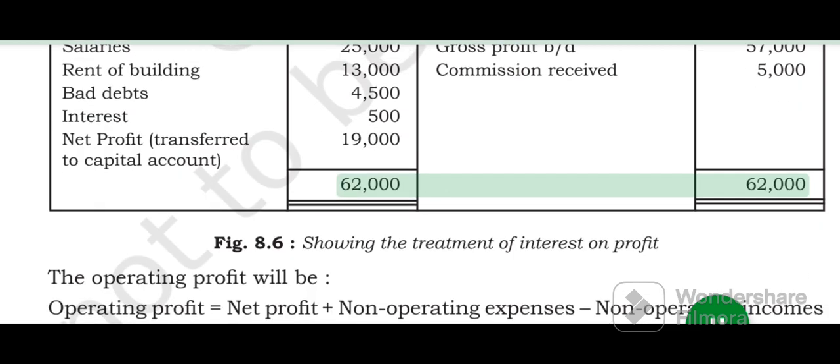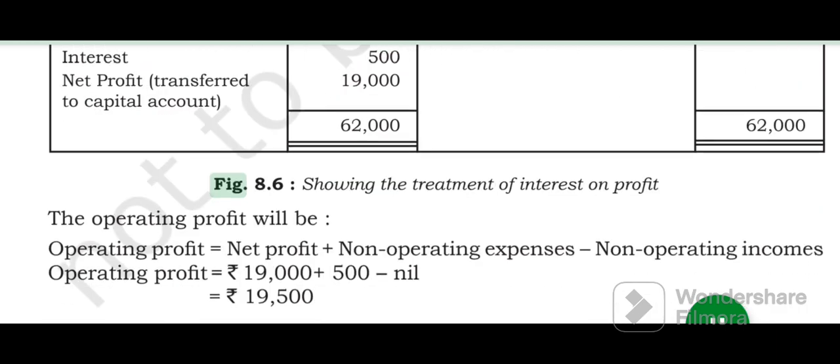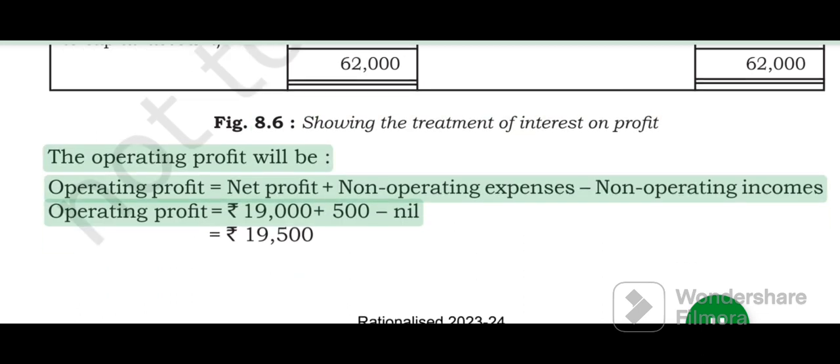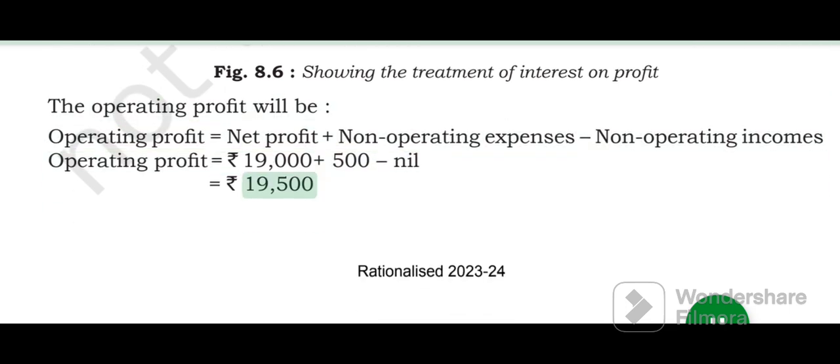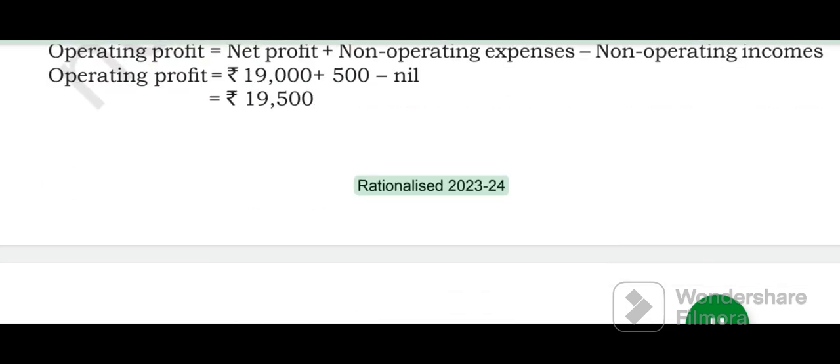62,000, 62,000. Fig. 8.6, showing the treatment of interest on profit. The operating profit will be: operating profit equals net profit plus non-operating expenses minus non-operating incomes. Operating profit equals ₹19,000 plus 500 minus nil, which is ₹19,500.